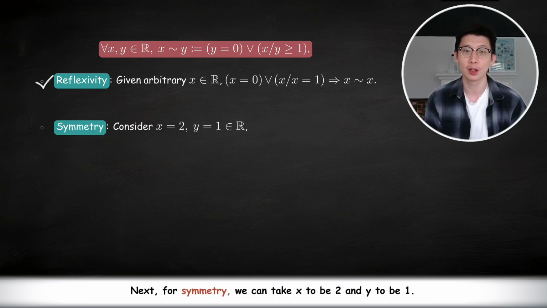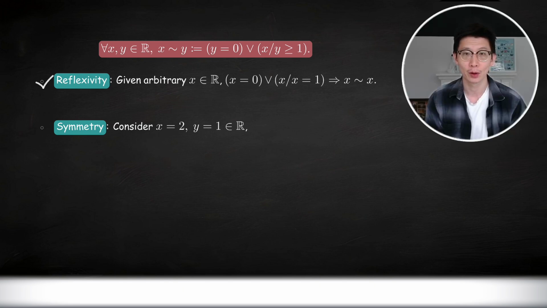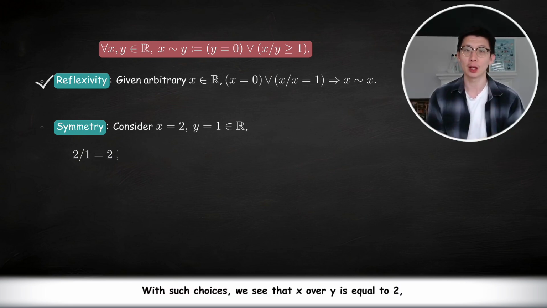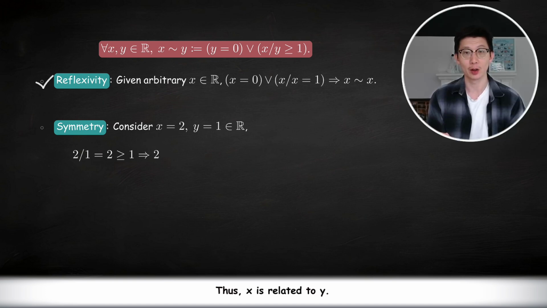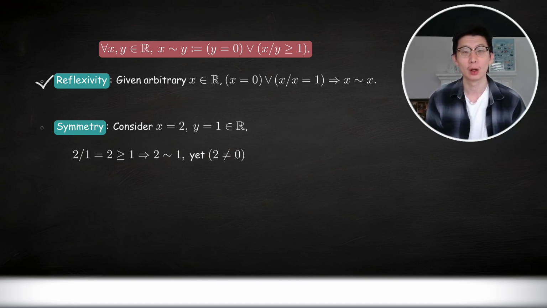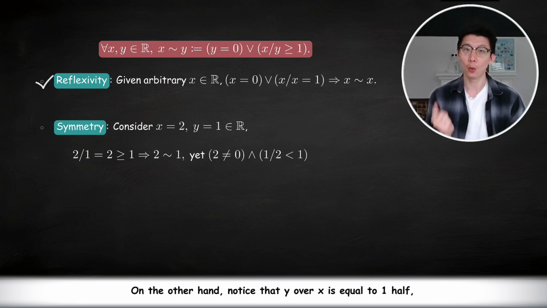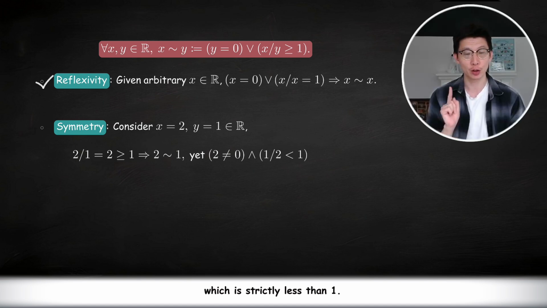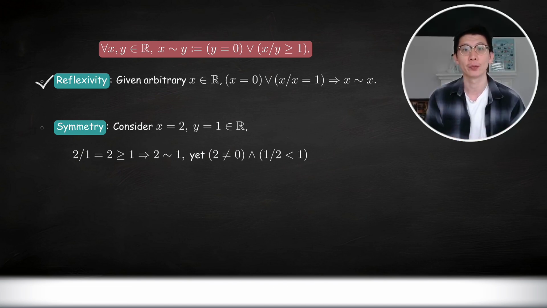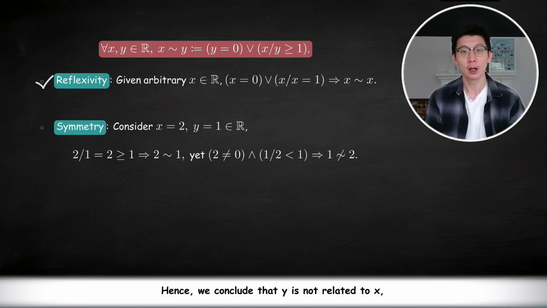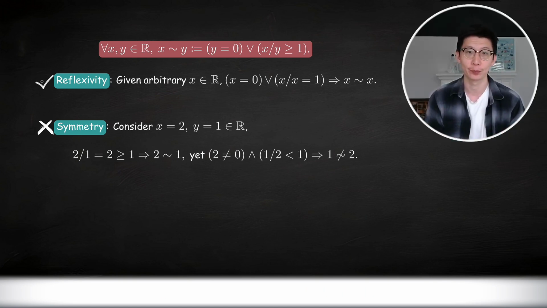Next, for symmetry, we can take x to be 2 and y to be 1. With such choices, we see that x over y is equal to 2, which is clearly greater than or equal to 1. Thus, x is related to y. On the other hand, notice that y over x is equal to 1/2, which is strictly less than 1. Moreover, x is not 0 either. Hence, we conclude that y is not related to x, and this binary relation is not symmetric.